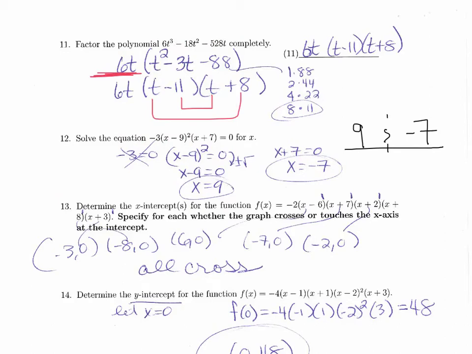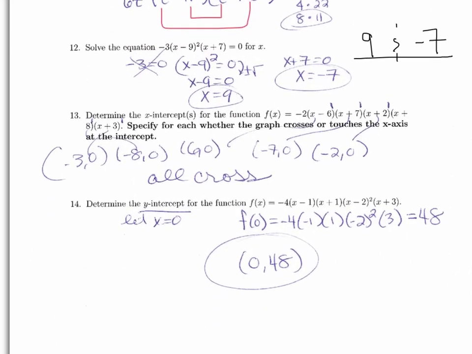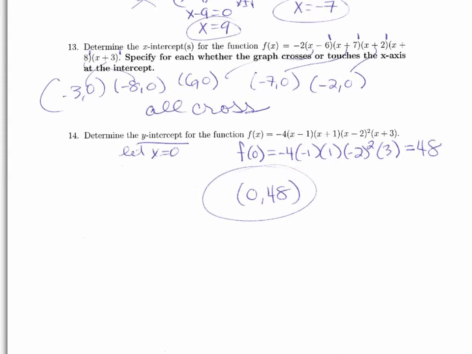Next problem, number 13, you need to decide whether the function is going to cross or touch the graph at each of the x-intercepts. Please note, these are factors, not intercepts. To find the intercepts, you need to have, for this guy, x minus 6 equals 0, so x equals 6, that gives you 6, 0. Next one, negative 7, for negative 7, 0, x plus 2, so negative 2.